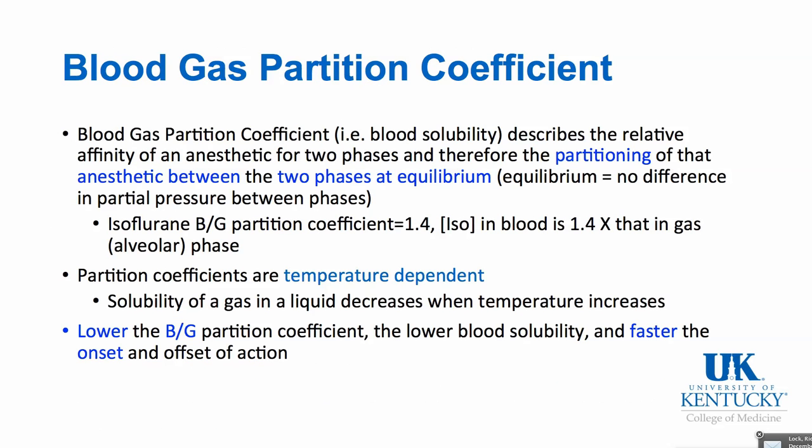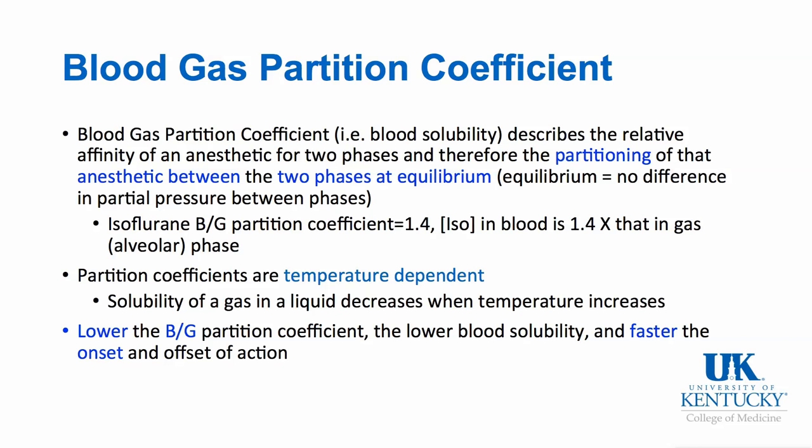Now blood gas partition coefficient is our next topic, and this refers to the blood solubility basically of the volatile anesthetic, and it describes the affinity of the anesthetic for 2 phases and the partitioning of the anesthetic between those 2 phases at equilibrium. By definition, equilibrium is when there's no difference in partial pressure. It's equal on each side of some space, for example, blood and gas space. Isoflurane blood gas partition coefficient at equilibrium is 1.4, meaning there's more in the blood than in the gaseous phase at equilibrium.